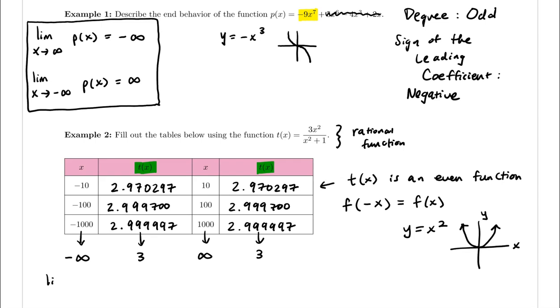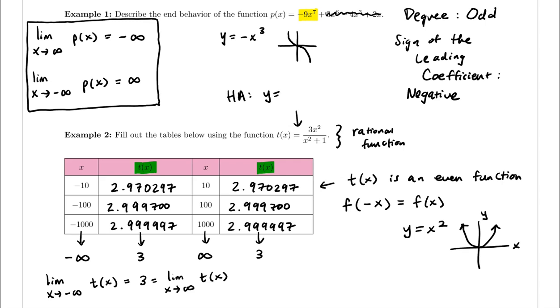What this means is that the limit as x approaches negative infinity of our t of x function is equal to 3, which is also equal to the limit as x approaches positive infinity of our function t of x. It turns out that in pre-calculus, we learned that this rational function has a horizontal asymptote.